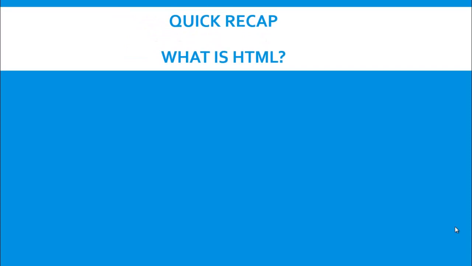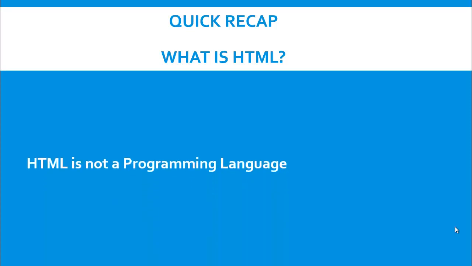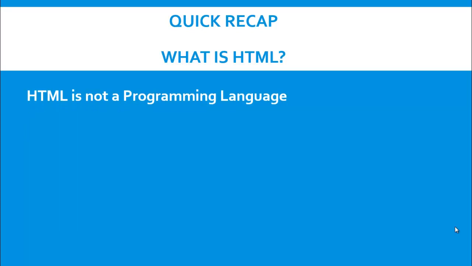Let's do a quick recap. So what is HTML? Hopefully you have done this all, but I will create another video in which we will explain what is HTML and why we use the HTML language. Quickly tell me something about it. It's not a programming language, it's a scripting language, and scripting language means that we can use different tags to create web pages, websites. Basically, HTML is used to create websites or web pages.